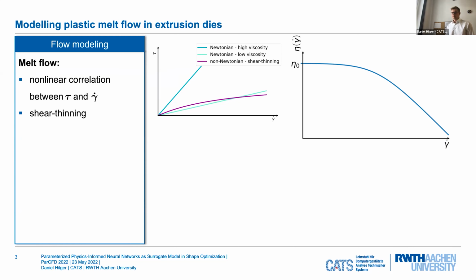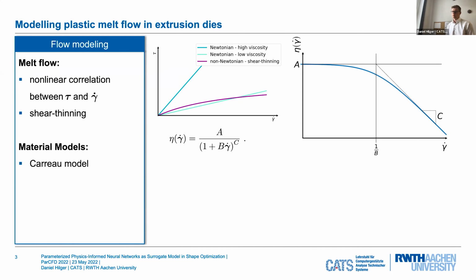And in the rest of the talk, we will do this mainly with the material model proposed by Carreau, where we have 3 additional parameters typically fitted with experimental data, combined with the shear rate.